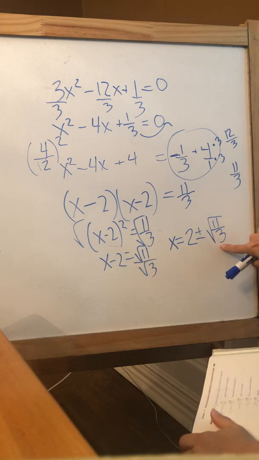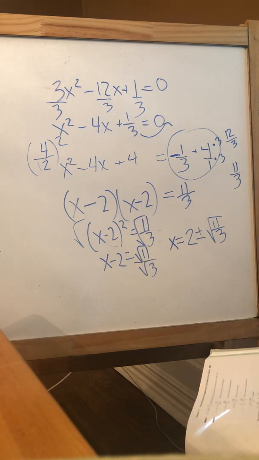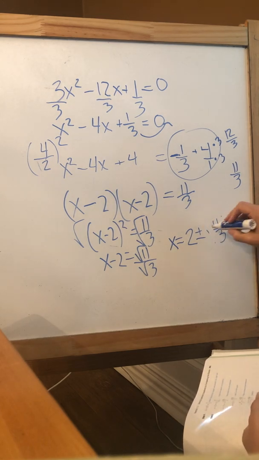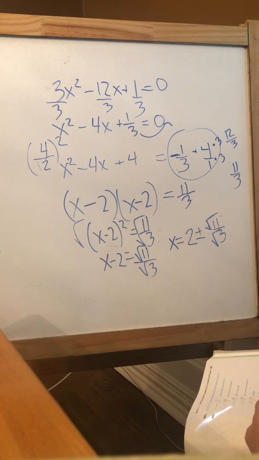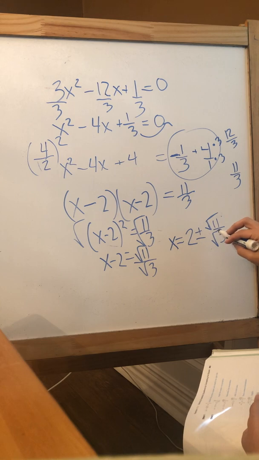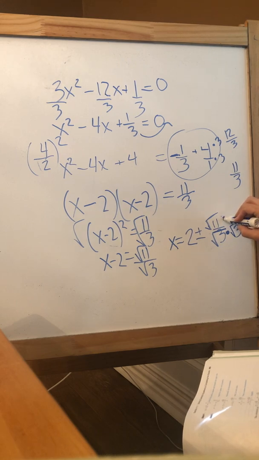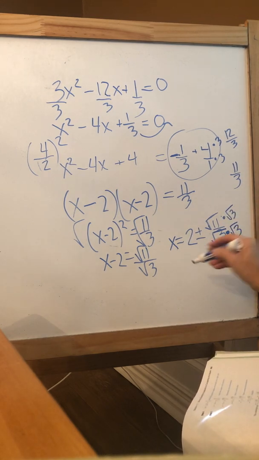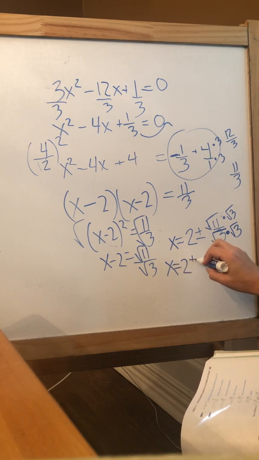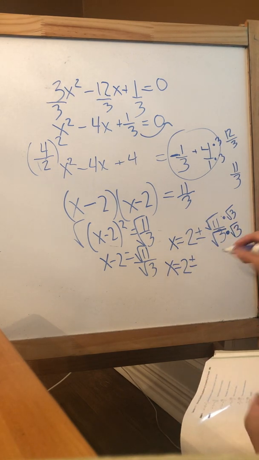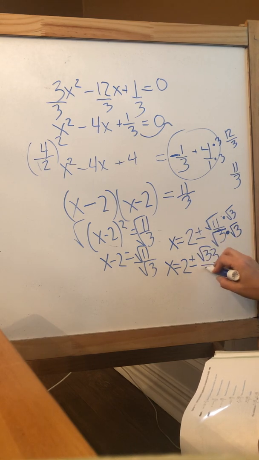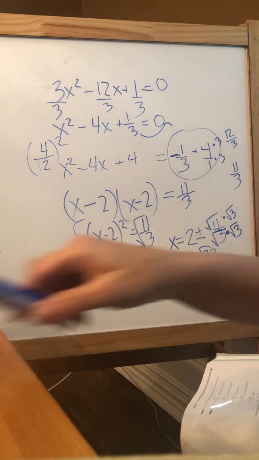Now, if you wanted to not have a radical on the bottom, you could do it like this, okay? And, you know, in fact, on your standardized test, it's probably going to be like this. So to get rid of your radical on the bottom, you're going to just multiply times square root of 3 and multiply times square root of 3 on the top. So you end up with x equals 2 plus or minus. This becomes square root of 9, which is just 3. Square root 33 over 3. Okay, let's move on.